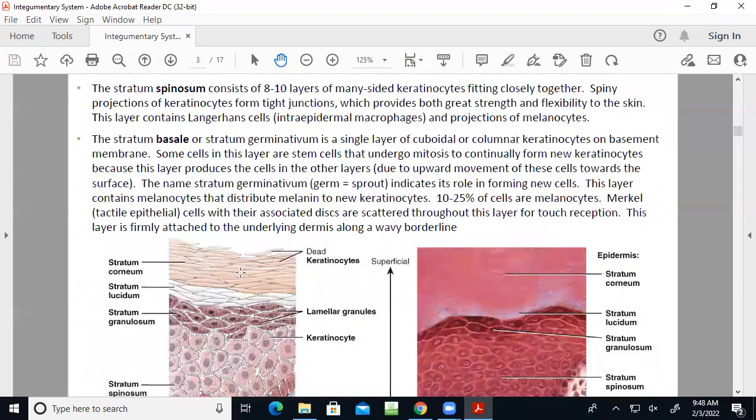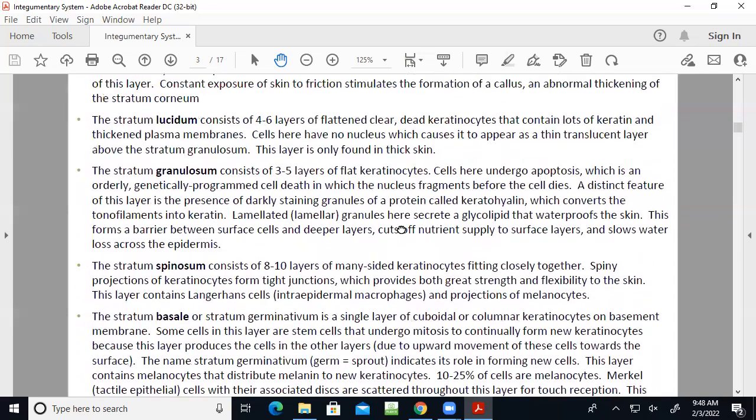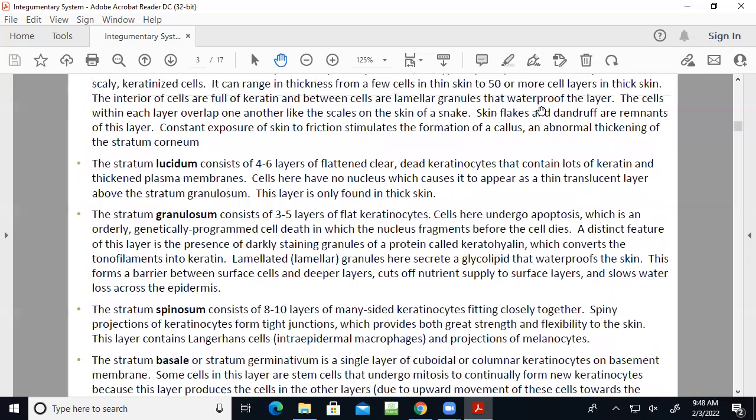This is a layer that we've already talked about, how we're constantly flaking it off, scraping it off. Skin flakes and dandruff will be remnants of this layer. If you constantly expose your skin to friction, it will help form what's called a callus, which is described as an abnormal thickening in the corneum. And I say abnormal, but to me, it's a normal thing. It's a protective thing, very common in people that use their hands a lot.